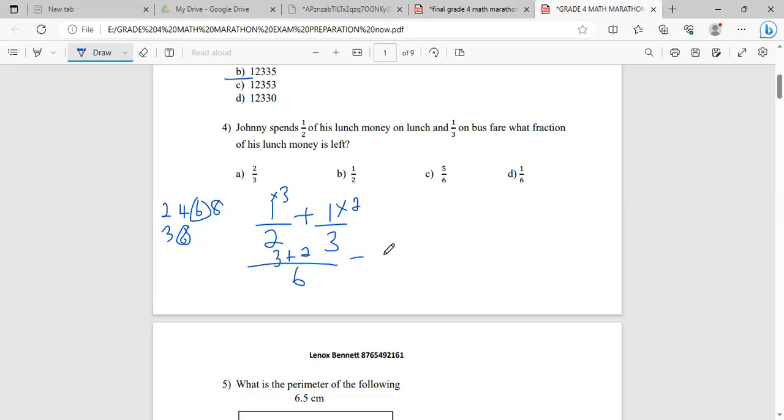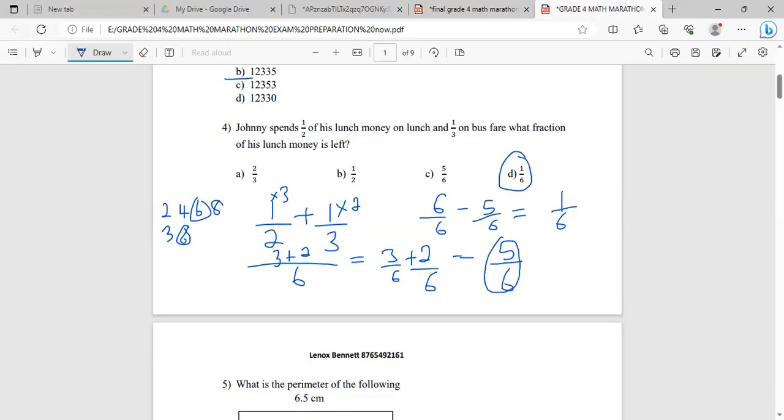Next, this is the same as this. So 3 over 6 plus 2 over 6. So it's the same denominator. And then we can go ahead and say 6 is the same denominator. We'll add the top. So 3 plus 2 would be 5 over 6. This is what he spent. So we can rewrite 1 as 6 over 6 minus 5 over 6. Same denominator. So 6 minus 5 gives us 1. So you basically have 1/6 left.